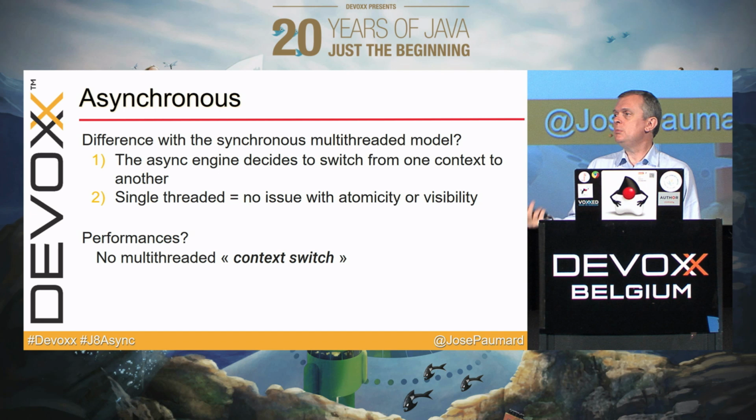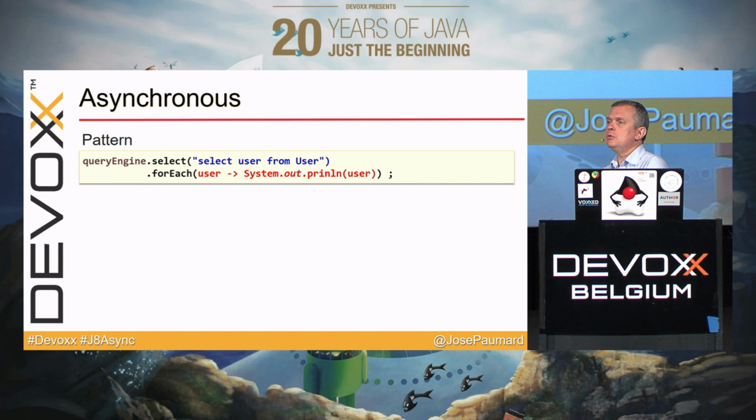What could be the pattern of some asynchronous call? Let us write this kind of thing. This is pure metacode. This is not Java, even if it looks like Java. I've got some kind of query engine that will talk to some kind of database or whatever. I pass a request, could be SQL, could be something else, and for each element of the result, I want to just print them out.